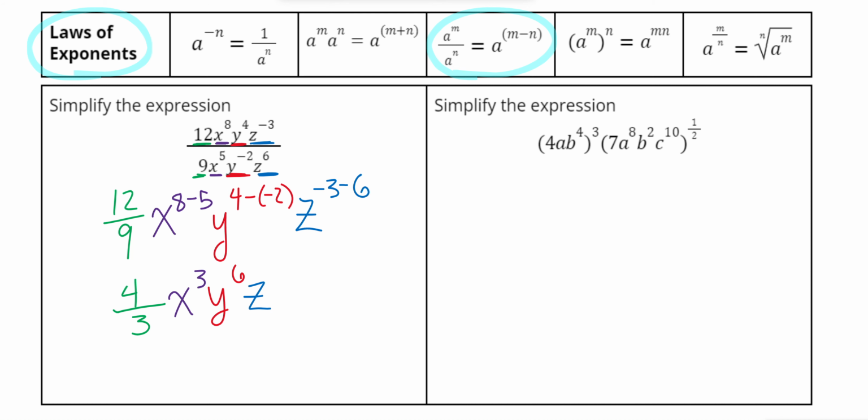So now I'm going to rewrite what I have here. I have 4 over 3 x to the 3rd power y to the 6th power, and then I'm going to bring z to the 9th power to the bottom because it was to a negative power. And then here's my final answer.